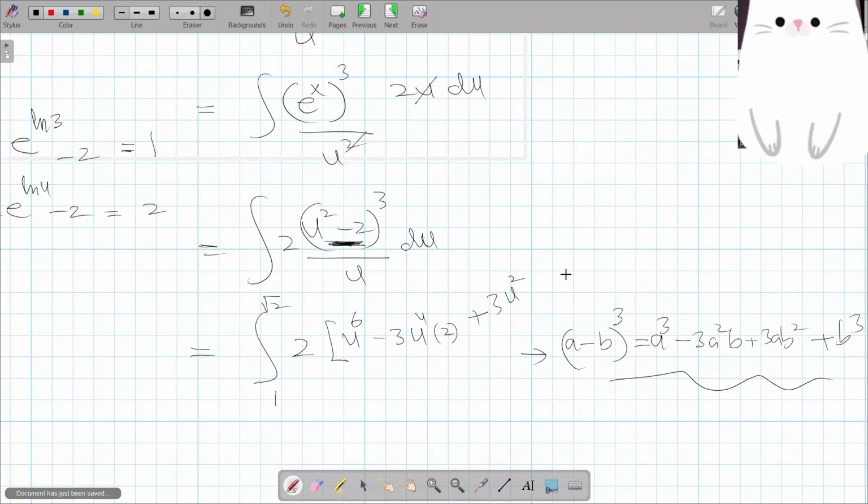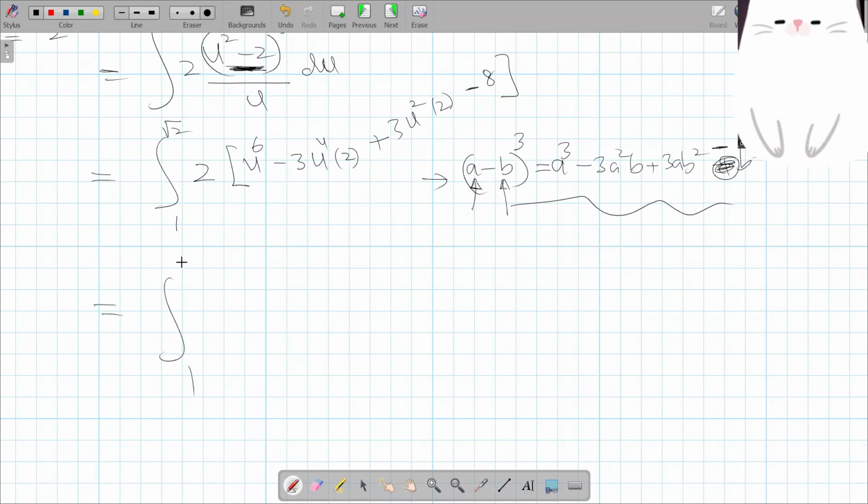Does the minus cancel? No, in the formula, a and b are both positive values, and the signs alternate. So a squared b means 2, and this is minus in the last term. b cube means 2 cube, so we have 8 here.